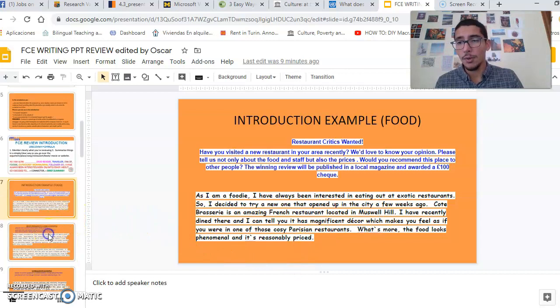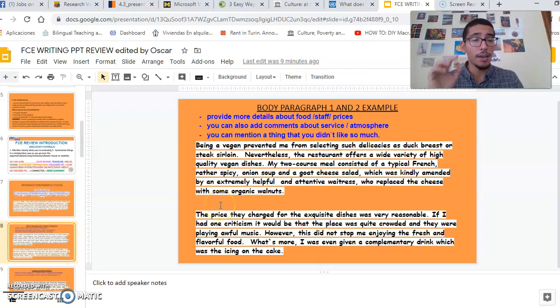Okay, now we're going to the body paragraphs. You have two body paragraphs here, the same as the article. Here you need to provide more details about food, staff, and prices. You can also add comments about service and atmosphere if you want to, and you can mention something that you didn't like so much. Of course, as in a normal review, there can be certain movies or books that you love, you're crazy about, but there's just one thing that you didn't like.